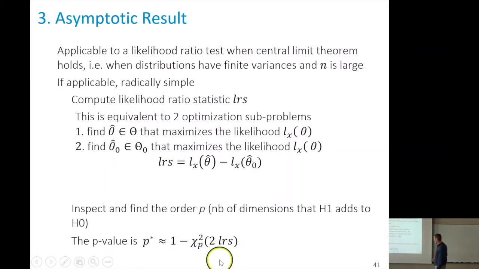What is, here there is a little p, it's not the same as the p-value. p is the order of the test. It is the number of dimensions that H1 adds to H0. So this is valid when we have a parameter theta, which is a continuous parameter, like we had in all the examples before. We had, for example, mu and sigma.